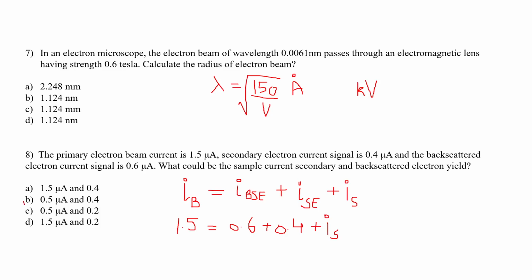So then option B will be the correct answer. That is, the sample current will be 0.5 microampere and the backscattered electron yield, as we calculated earlier, was 0.4. So here, option B will be the correct answer for this question. Any doubts?